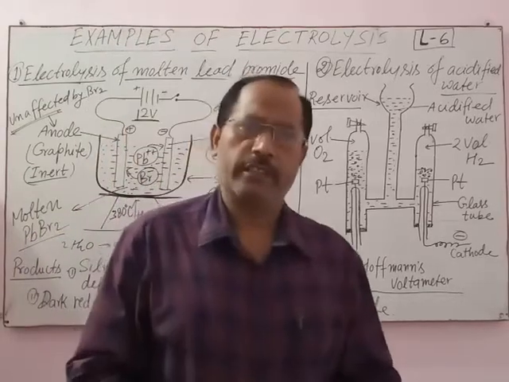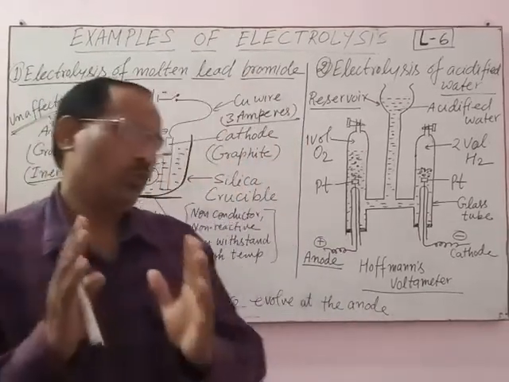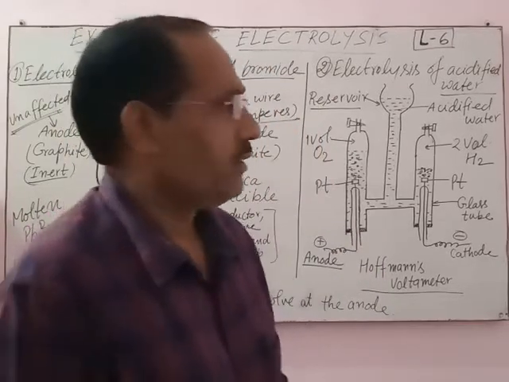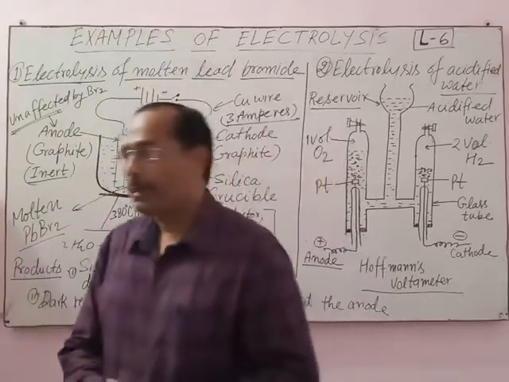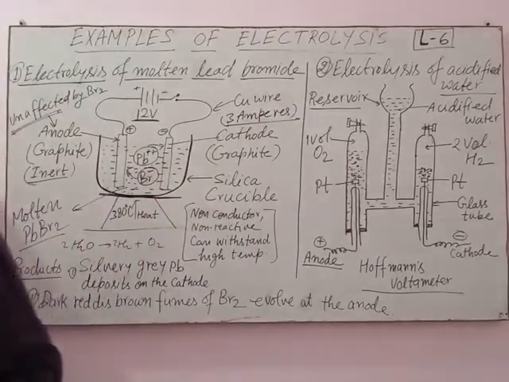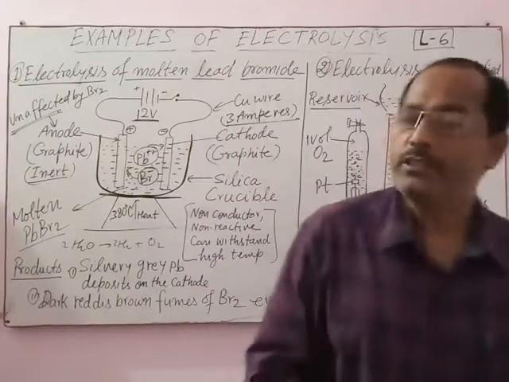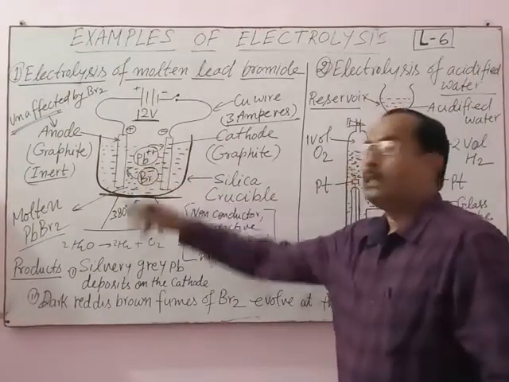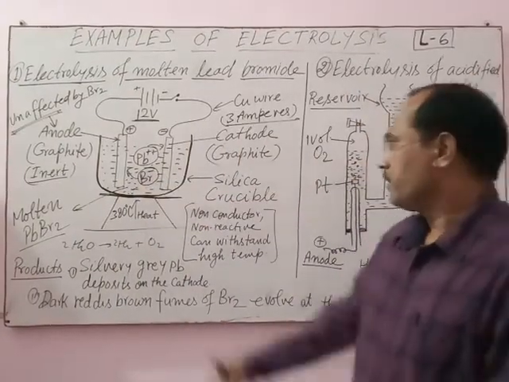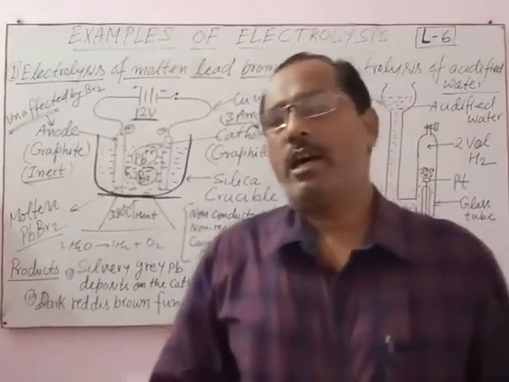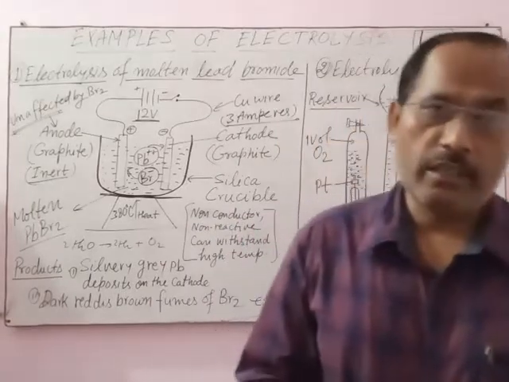And in molten state, only two types of ions are present. One is lead ion, Pb2+ ion, and the other is bromide ion. Two types of ions are present in molten lead bromide.